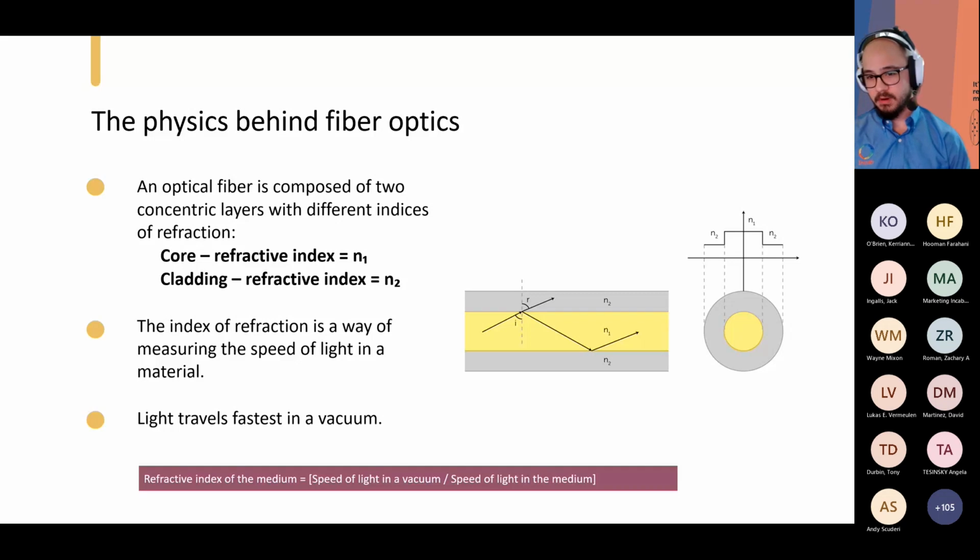So we'll get into a little bit more complex theory here. The underlying physics is we have two mediums: the core, which is the yellow field here, and the cladding, which is the gray field here. The differences in refractive index is what allows the total internal reflection to take place. The index of refraction is a way of measuring the speed of light in a material, because light moves fastest in a vacuum. Here we can see the equation for that. It's just the speed of light in a vacuum divided by the speed of light in whatever medium you're working with. That can be air, that can be water, and in our case, it's glass.